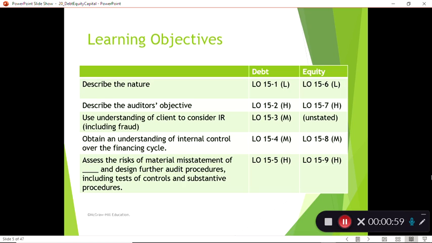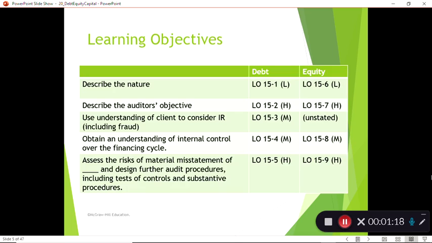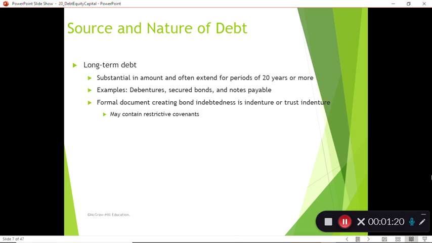Again, I like to use the audit risk model to try and frame the learning objectives. And so, thinking about first, kind of what's the nature of the transaction cycle, I slightly changed this to add a box here for the first learning objective. Oops, wrong direction. And so, again, we're going to start with debt, and then we'll work our way through equity.